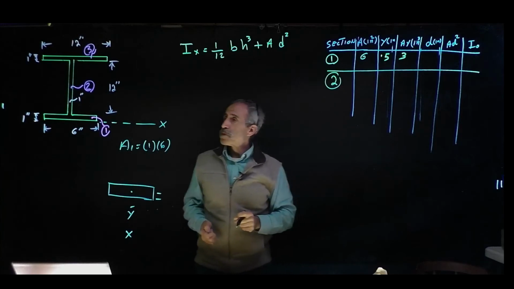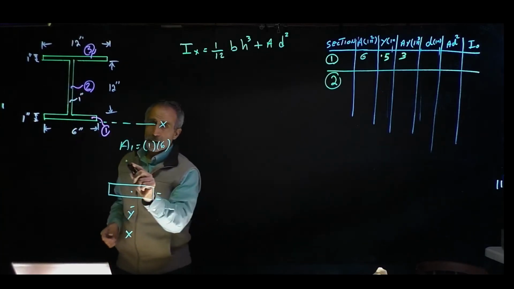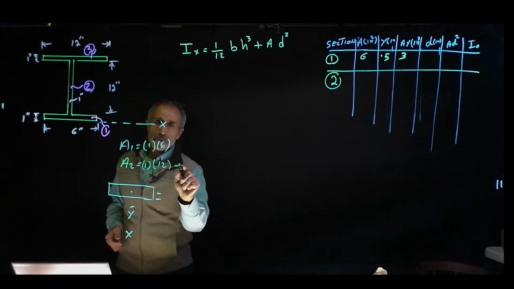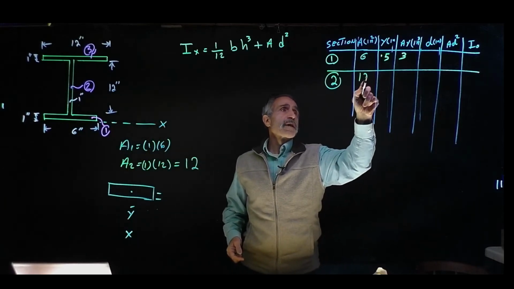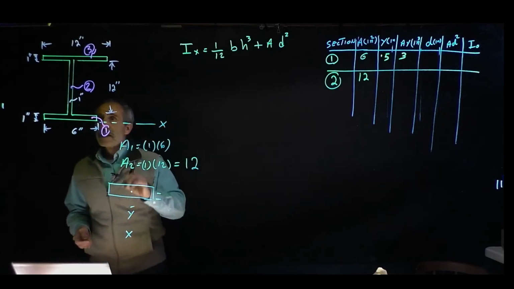In shape number 2, it's this one right here. The area of number 2 is going to be 1 inch times 12, which is equal to 12, and we know the area is 12 right here. Now, what is the y bar? Y bar is the center.